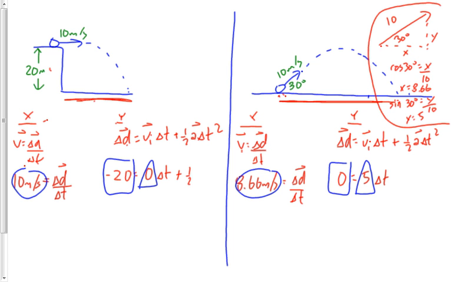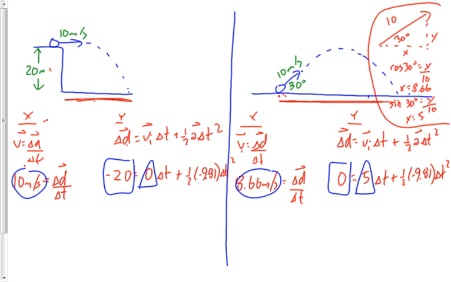Plus 1/2 of neg 9.81 times t squared. Plus 1/2 of neg 9.81 times t squared. Now, in both of these cases, the only thing we're going to be able to solve for is t. Okay? In some problems, maybe it's not solving for t. Maybe you're solving for some other variable. It should pop out to you at this point, though.